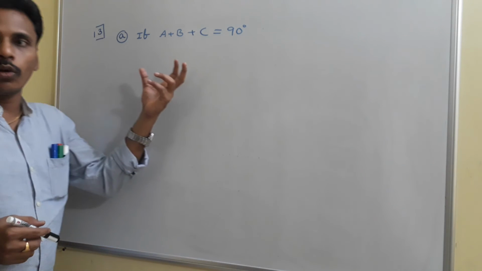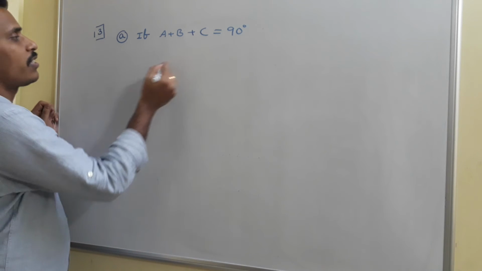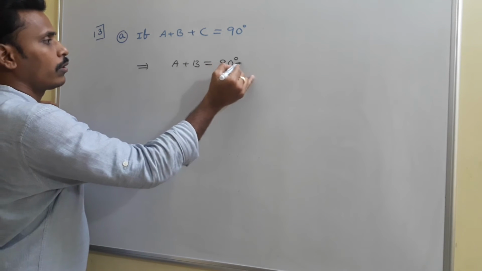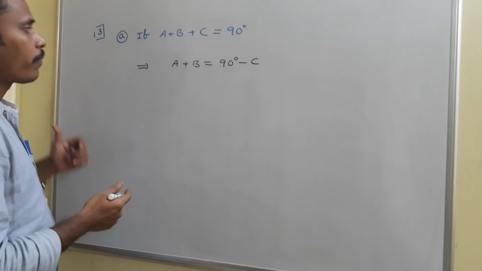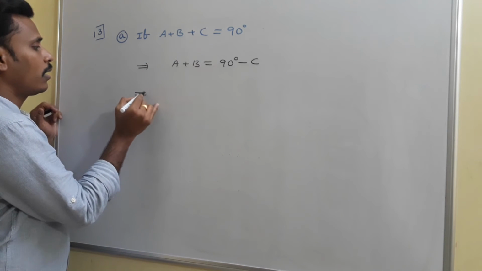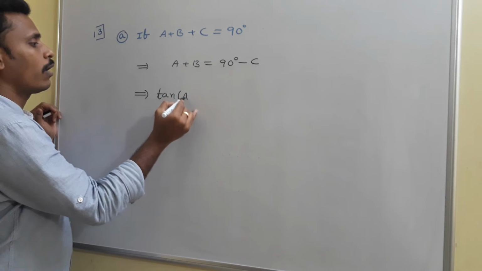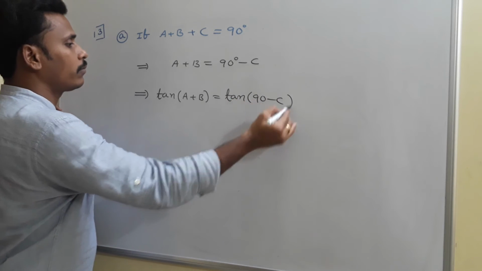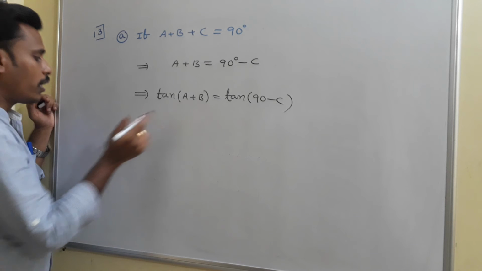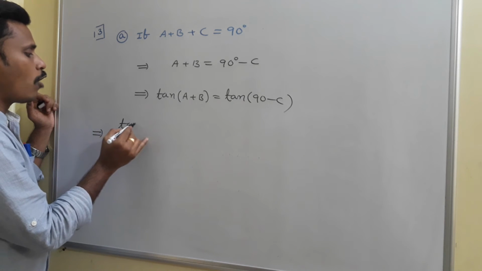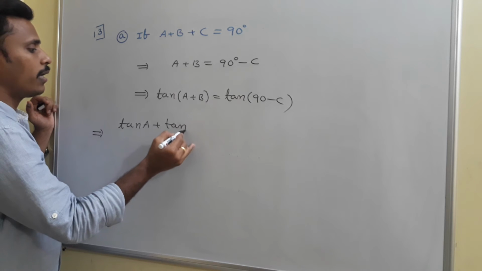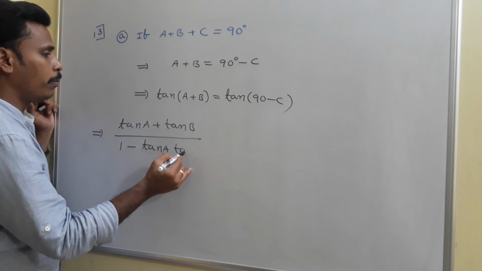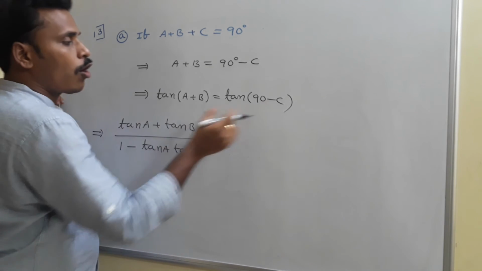A plus b plus c is equal to 90 degrees, right? So you just send c to that side. Before applying tan, you just do like that. A plus b is equal to 90 degrees minus c. Okay, and then you just apply tan on both sides. That implies tan of a plus b is equal to tan of 90 minus c. And now, what do you say about tan of a plus b? Tan of a plus b is tan a plus tan b divided by 1 minus tan a tan b, which is equal to tan of 90 minus c.